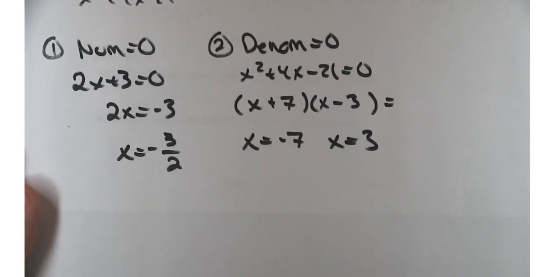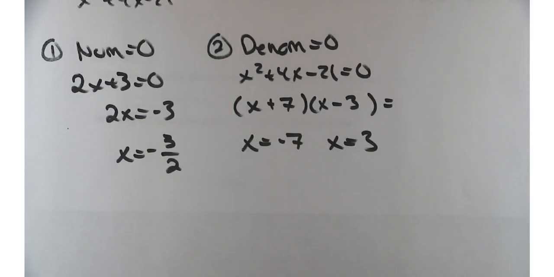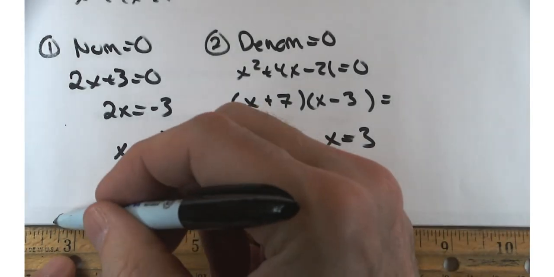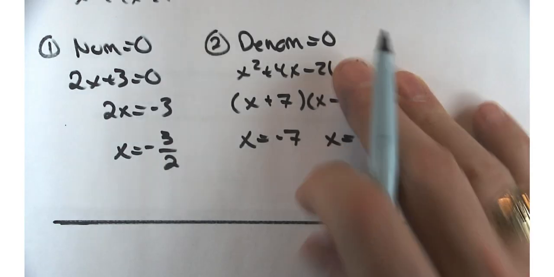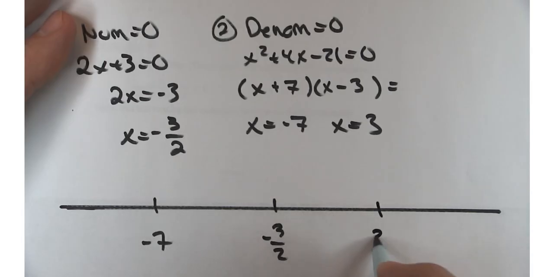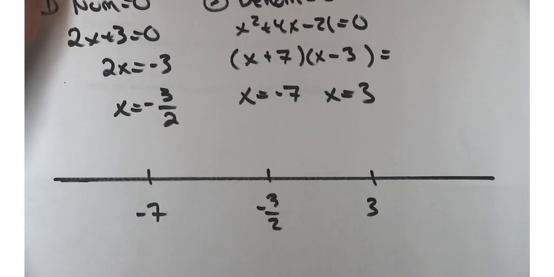Awesome. Let's put those on the number line. So let's draw ourselves a quick little number line. So I've got a negative 7, negative 3 halves, and a positive 3. So that gives me some intervals. Which ones can't I use? Which values of x here cannot appear as part of my solution? I got a vote for negative 7 and 3. Yeah, good. Why? Because it makes the denominator 0. Yeah, on fire. Well done. Thank you both. It makes the denominator 0.